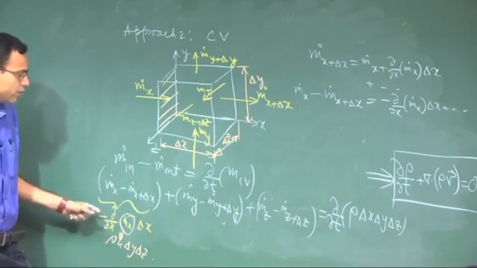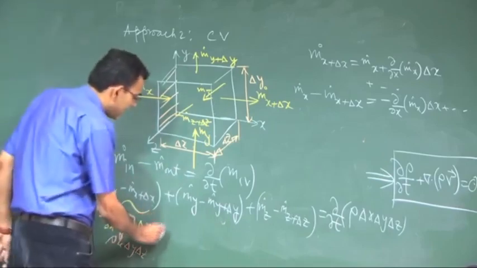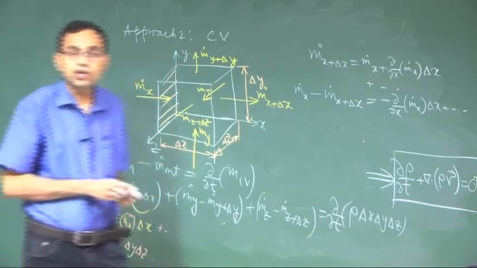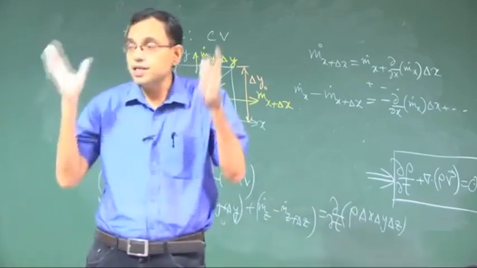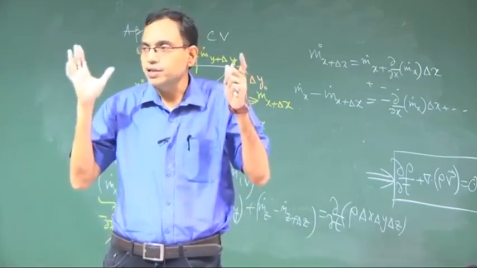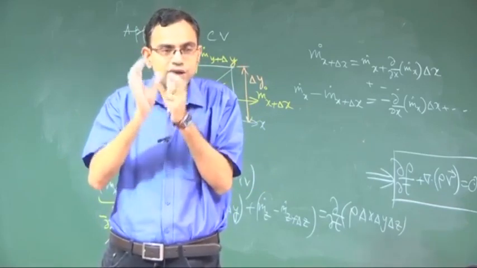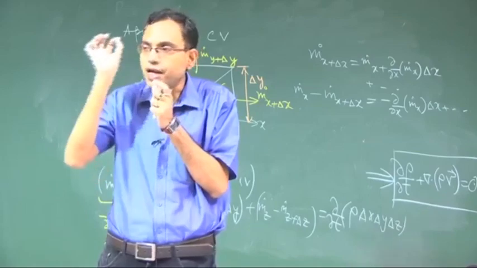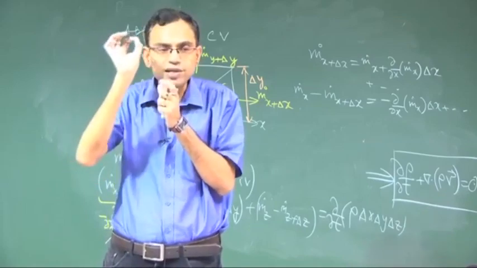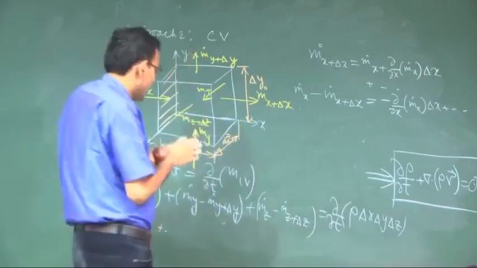So, if you now combine all these terms and take the limit as delta x, delta y, delta z tends to 0, why do you take this limit? This is the more important question than doing the algebra. You take this limit because you want to derive a differential equation. A differential equation is an equation which is valid at a point. So, you must shrink the volume to the point. That is why you take the limit.